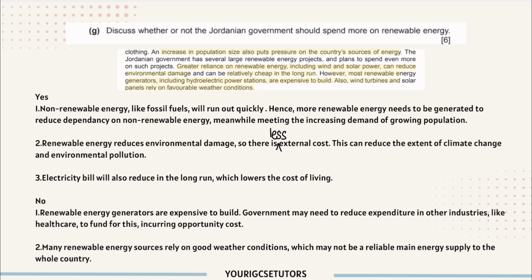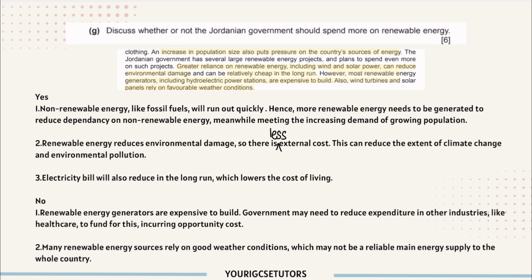Moving on to why government should not spend more on renewable energy. First, renewable energy generators are expensive to build. This means that government may need to reduce expenditure in other important industries like healthcare to fund for this. This incurs the opportunity cost because the resources in the economy are limited. So when you want to invest more in one industry, you may need to sacrifice another industry, or else the government may need to increase its borrowing, which may lead to the increase in national debts.